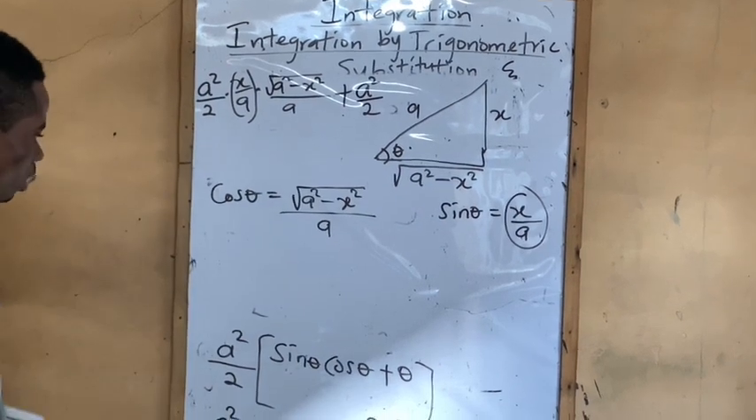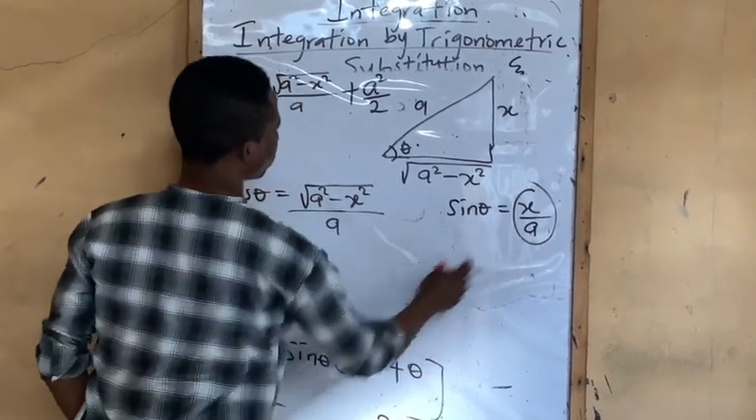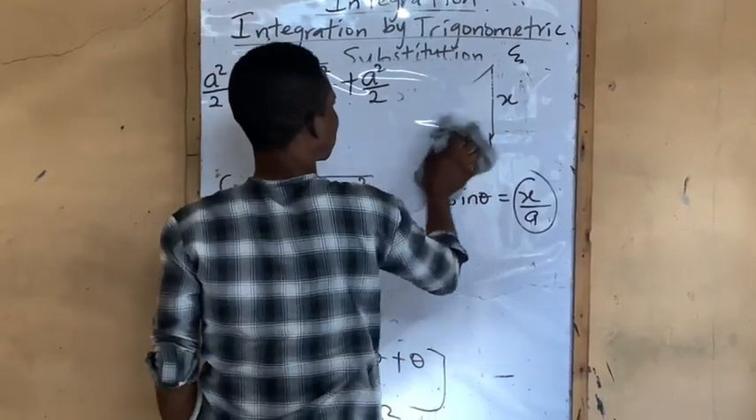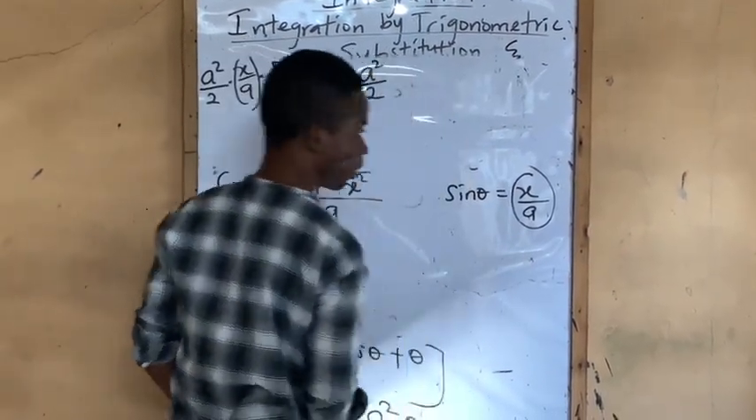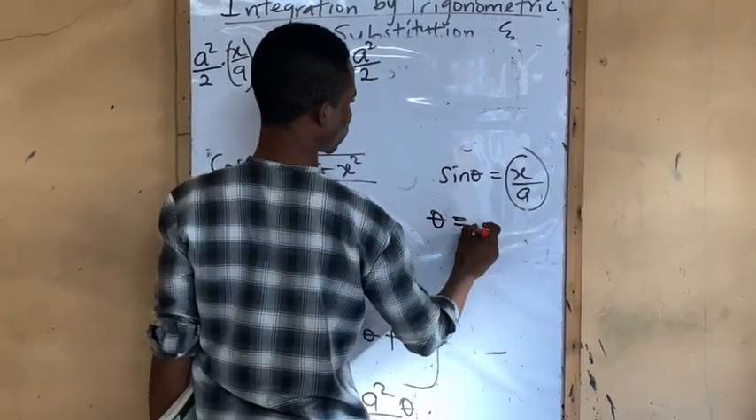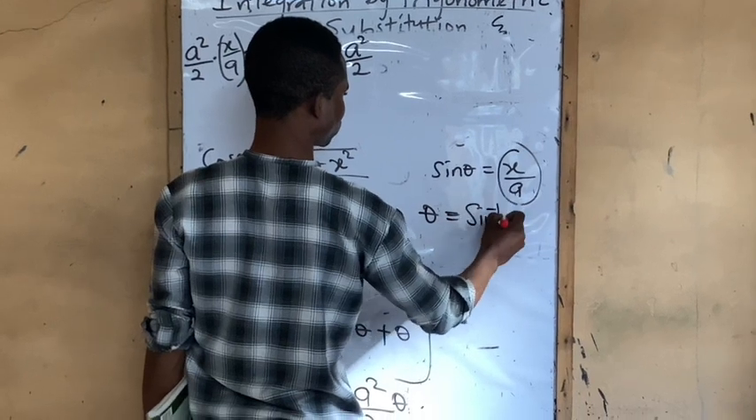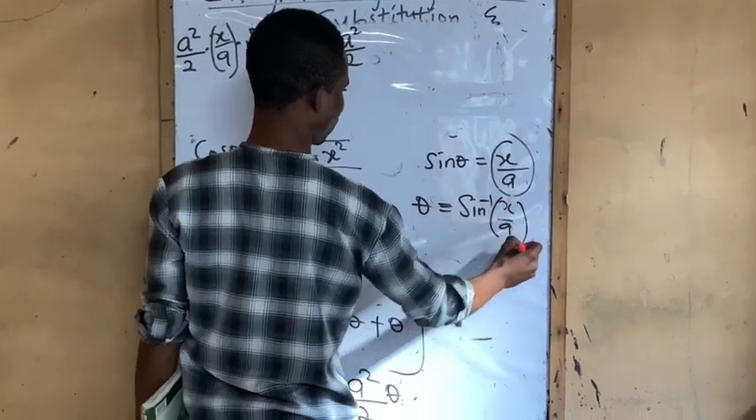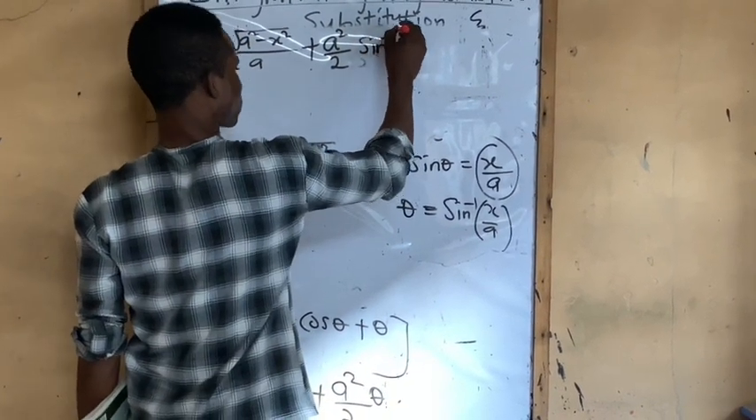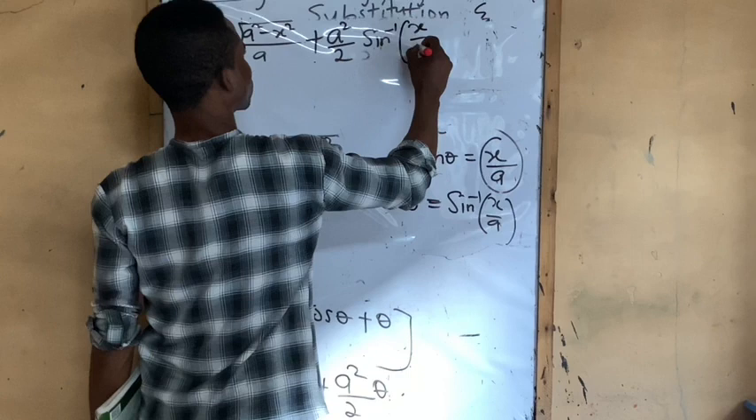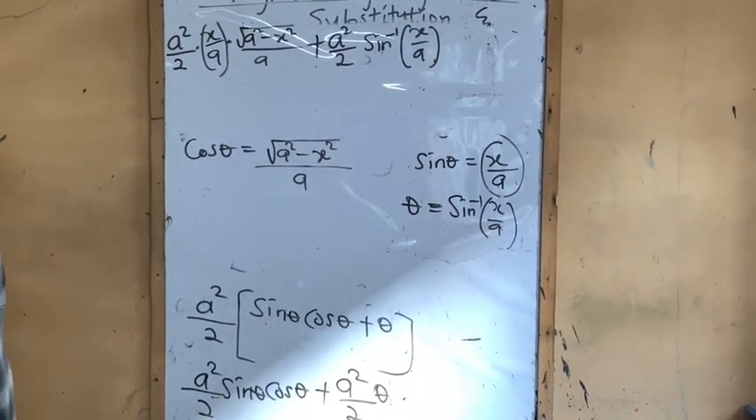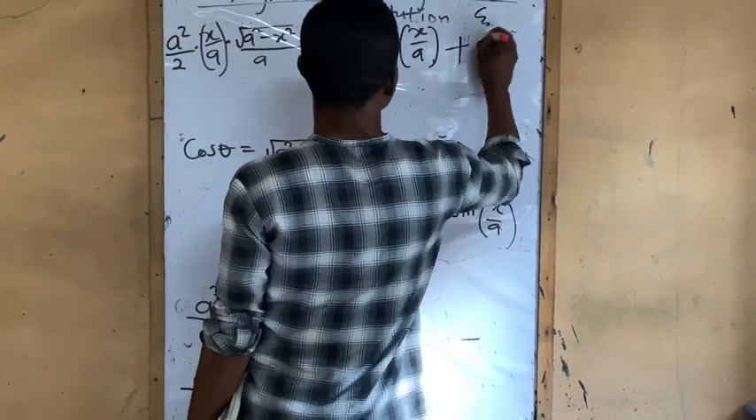And what is our theta? We can get our theta from here. If I want to get theta from here, if you divide this out by sine, theta equals inverse sine of x all over a. This will be our theta. That means inverse sine of x all over a. So that will be our theta, plus C.